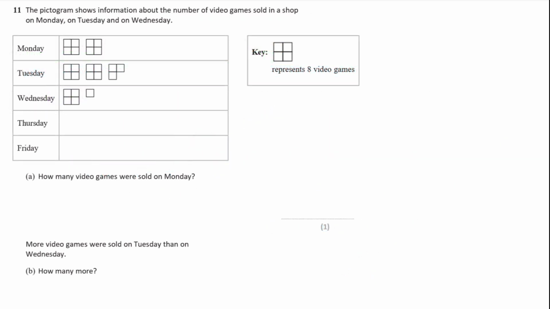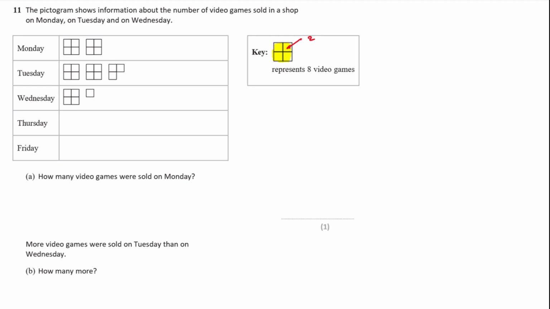The pictogram shows information about the number of video games sold in a shop on Monday, on Tuesday, and on Wednesday. Okay, and so we got a pictogram. We got some weird window-looking things inside, but luckily we got a key on the right-hand side that tells us how to read that. So this little window thing, which is made up of 4 little squares, represents 8 video games. Then presumably each one of the little squares inside the big window represents 2 video games, isn't it? Because it's a quarter of it.